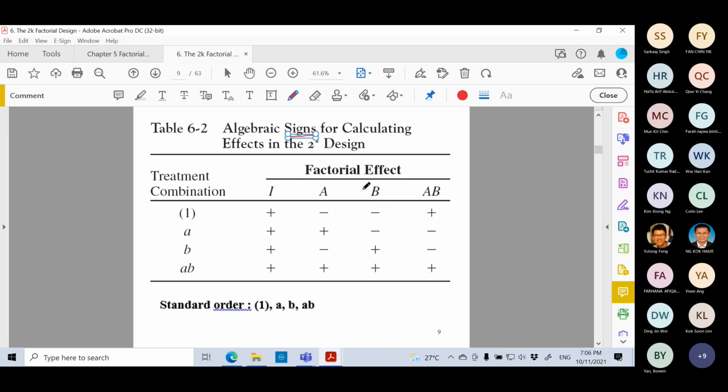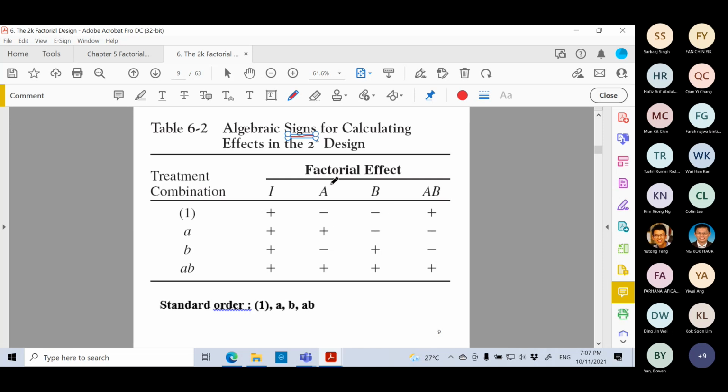To get the AB interaction, I just multiply the signs. Negative times negative, you get positive. Plus times minus, you get negative. And then here negative, here positive. So the AB column is just the multiplication of the signs.